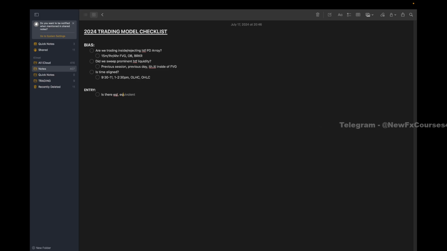So equal highs, equal lows, or low resistance liquidity, old highs, lows, or an unfilled 5-minute, 15-minute, question mark. Okay. Is this the highest time frame inversion fair value gap? Okay. Is there an internal liquidity sweep or SMT? Could be an SMT.